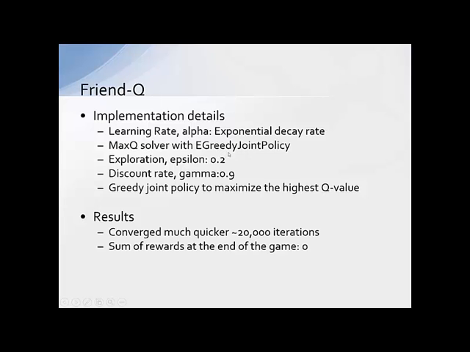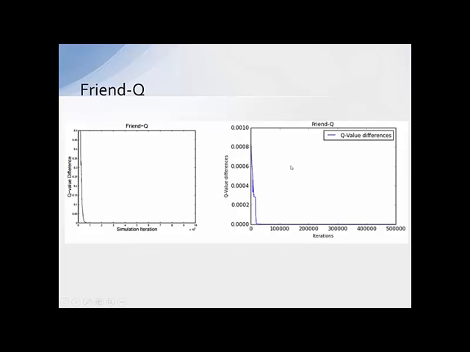Exploration epsilon is set to 0.2, and the discount rate gamma is set to 0.9. The result is that it converged quickly in about 20,000 iterations, and the final sum of the game is 0. The graph follows the paper closely, but the Y values differ.